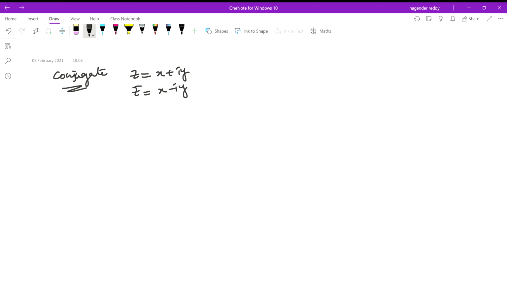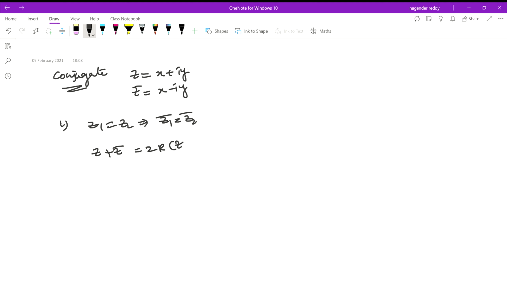Simple properties we have. The property number 1 is z1 is equal to z2, that implies z1 bar is equal to z2 bar. Is it clear? Is there any doubt? No problem. If you have any doubt, you can comment in the comment section.